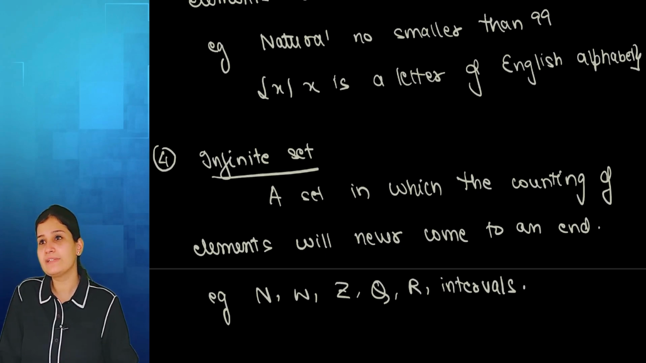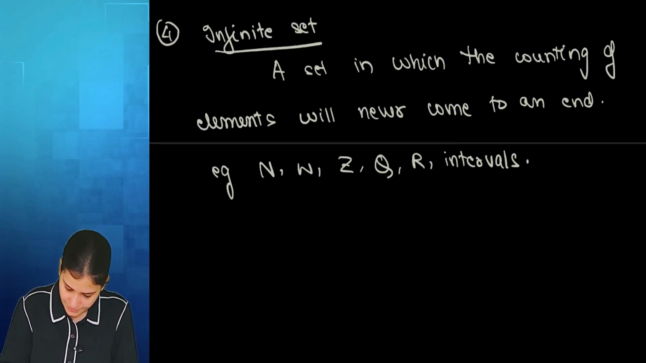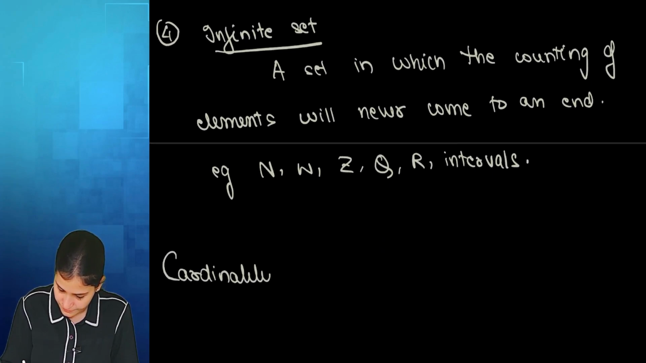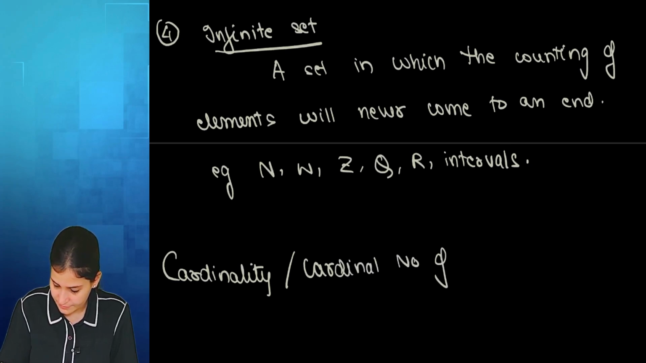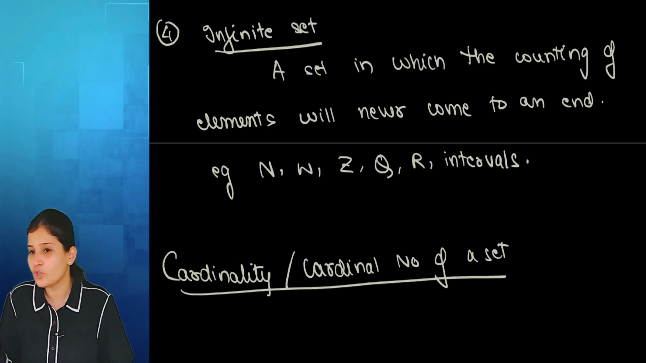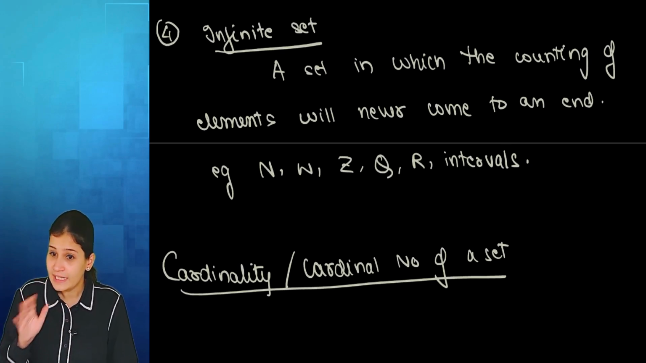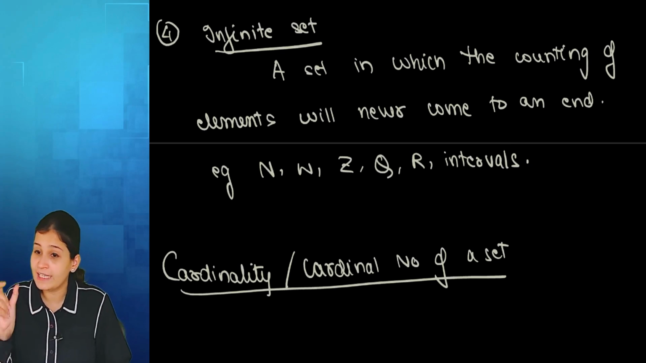Since I'm ending with the note of counting the elements, we'll go to a concept known as cardinality, or cardinal number of a set. Since we are talking about counting the elements, in an infinite set the counting is not going to end, so I'm not even talking about that set. I'm talking about a finite set where the counting will end. If the counting is going to end, you will end up with a number.